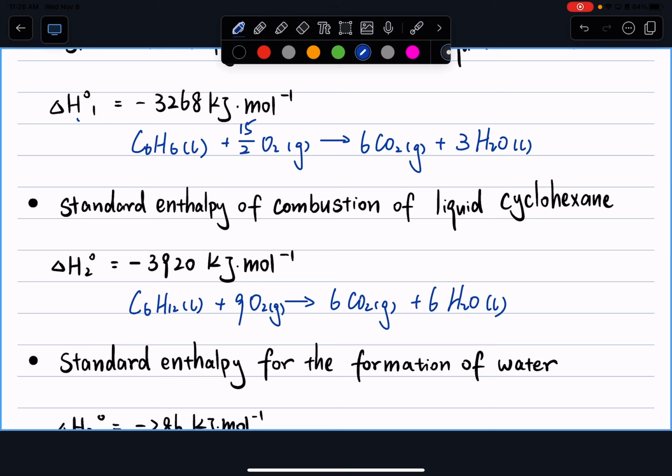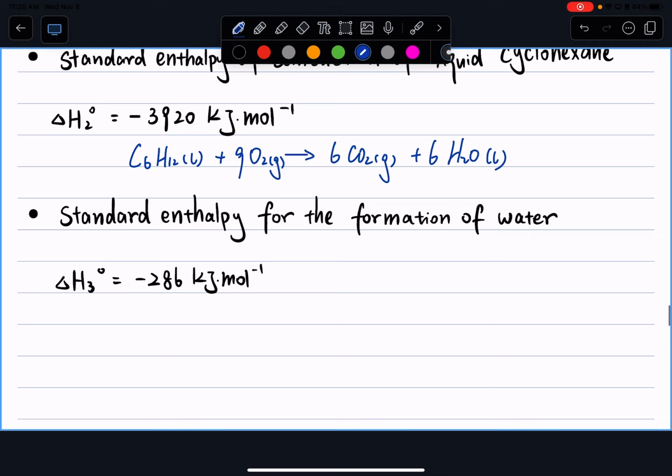And at the end, we have the standard enthalpy of formation of water. So when we're talking about the standard enthalpy of formation of water, what we're saying is starting from its reference point, H2 plus 1/2 of O2 goes to liquid water.